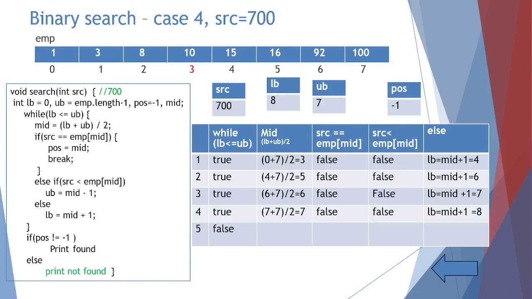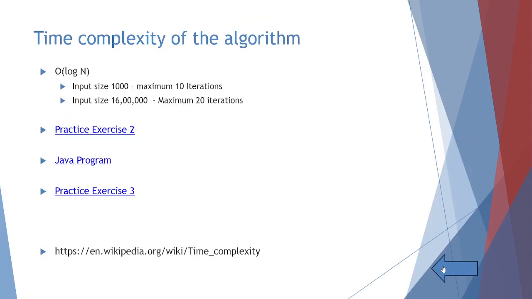Now the while loop becomes false. Why? Because LB is not less than or equal to UB. So position is minus 1 only. False comes out of the loop. If position is minus 1, print not found. This is the 700 case.